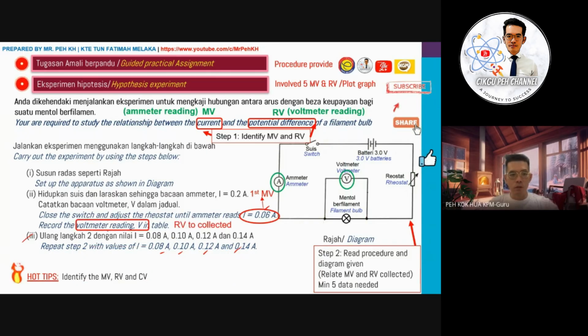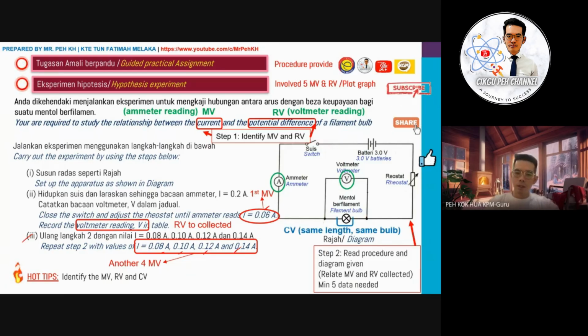Okay, then you need to correct your RV reading through the voltmeter. So this will be another 4 MV and the respective RV will be going to measure and correct also. At the same time, just now we mentioned already, the CV for the experiment is actually the length of the filament. So since we're using the same bulb, the length of the filament will always be constant. So if the question asks you the constant variable, this will be the answer.